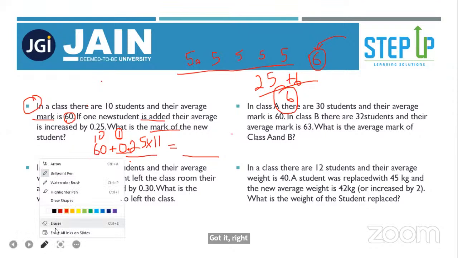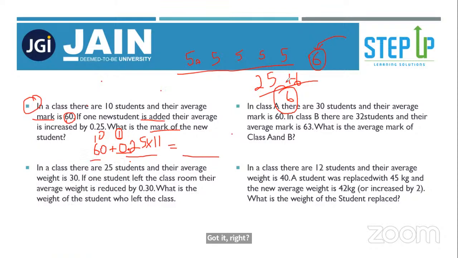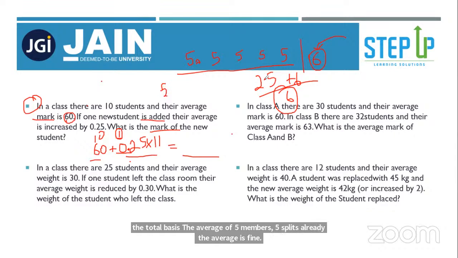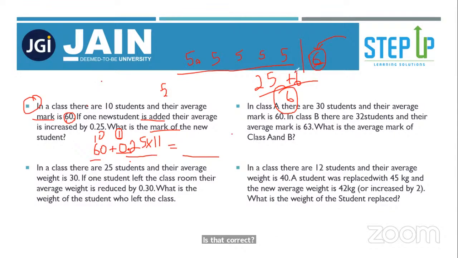Now in the same case, instead of working on a total basis, the average of 5 members with 5 chocolates is already 5. Is that correct? Now because this new student came, everybody's average increased by 1, 2, 3, 4, 5, and 6. Got it? So he will also have 5 chocolates.